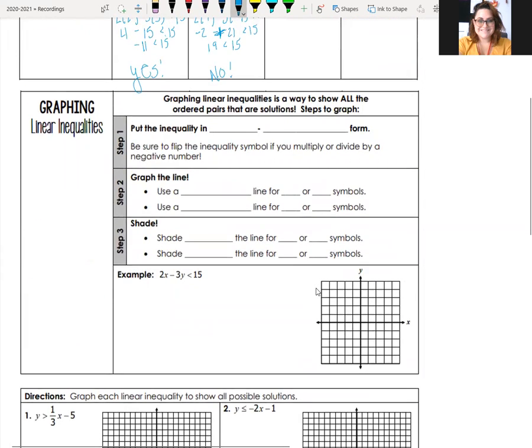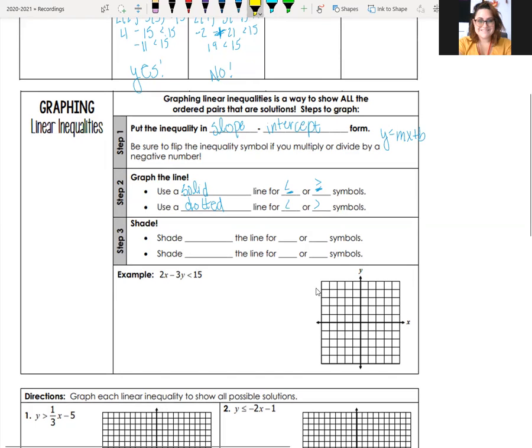So let's talk about graphing. When it comes to graphing, we need to put it in slope-intercept form, which is y equals mx plus b. And then we're going to use either a solid line or a dotted line. Solid lines are whenever we have that equals bar underneath. And dotted is if we do not.